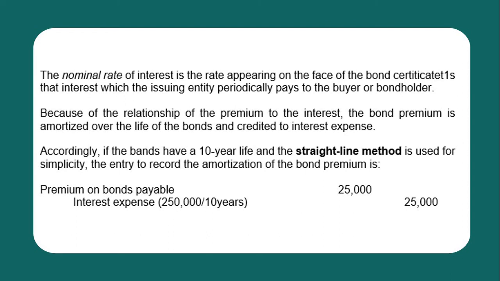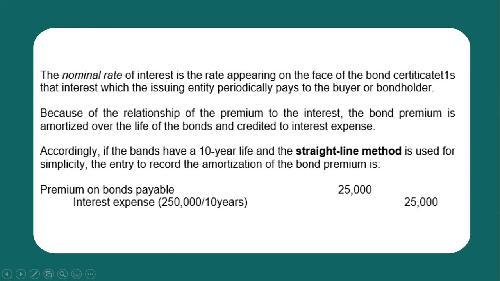Considering the time value of money, the effective rate will determine how much is the true interest that we actually pay to the bondholder. Because of the relationship of the premium to the interest, the bond premium is amortized over the life of the bonds and credited to interest expense.